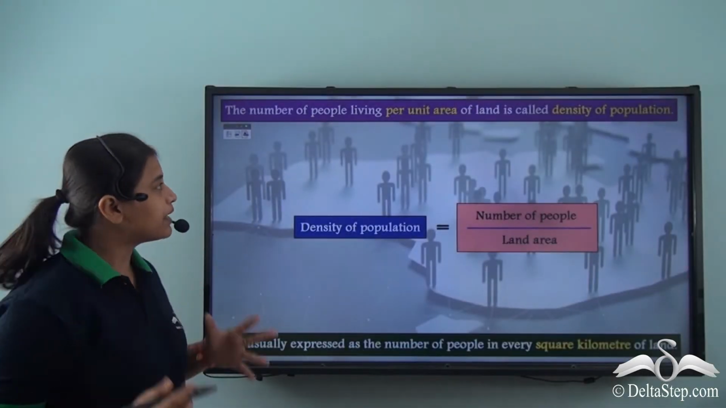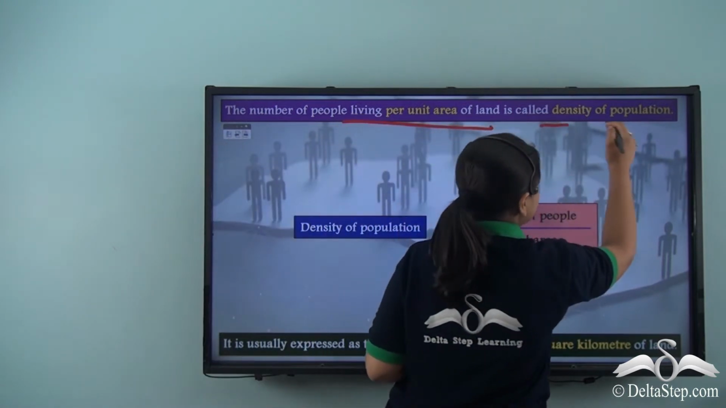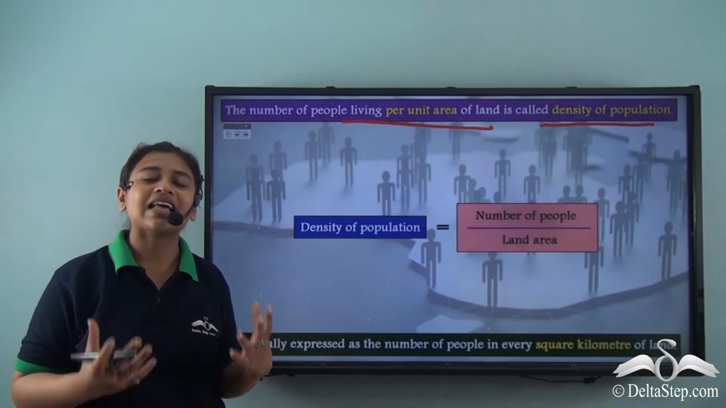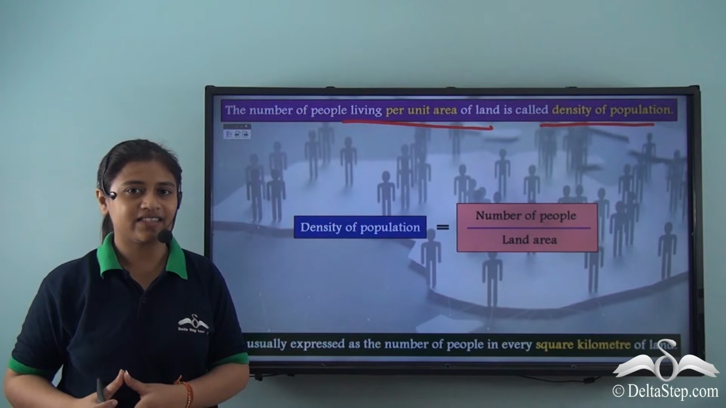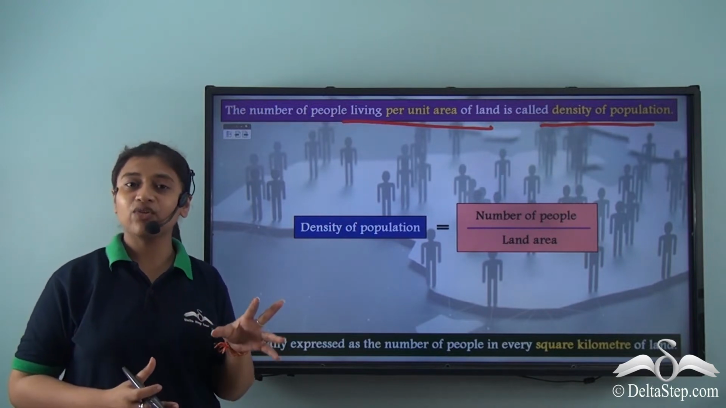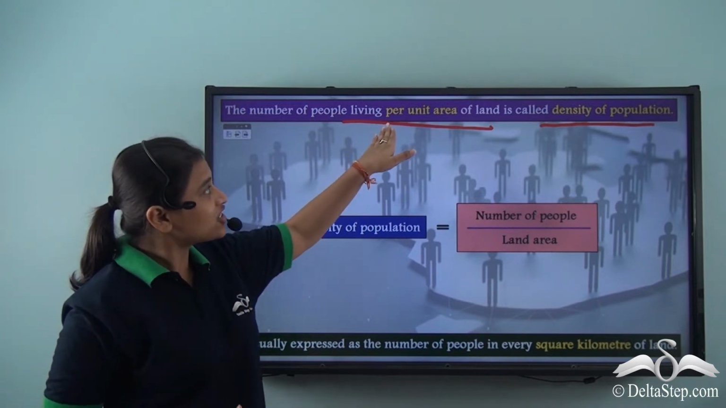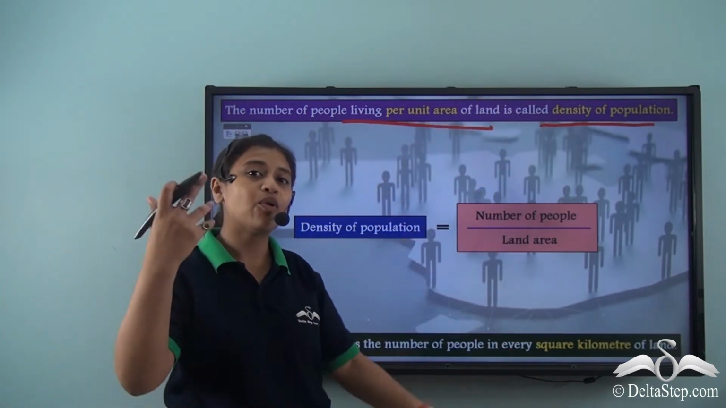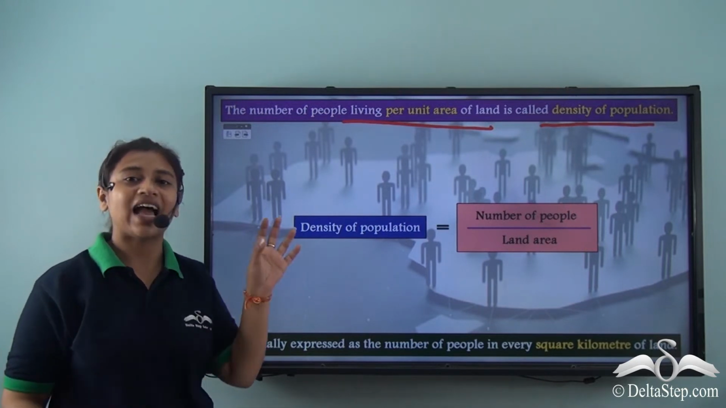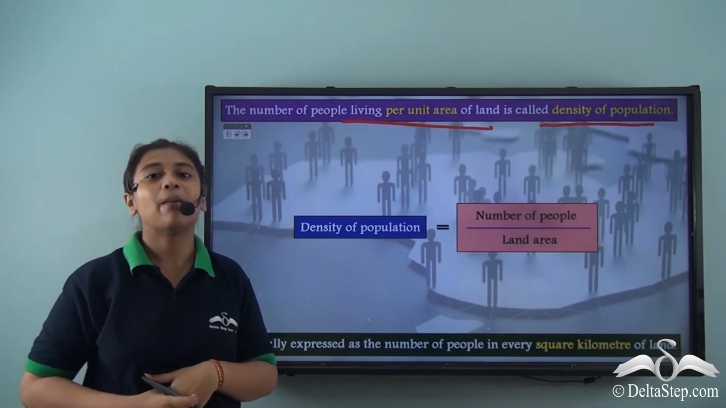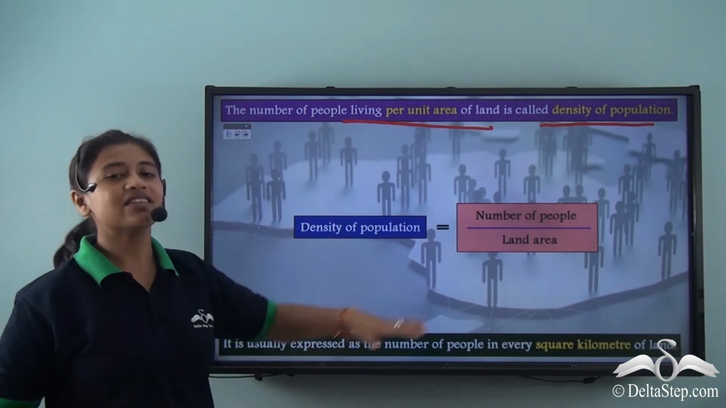So the number of people living per unit area of land is called the density of population. This is exactly what we saw in the very first example when we began this lesson. So we saw that land A, though it had a lesser population, had more people living in each unit area of land than land B. This only meant that the density of population of land A was more than the density of population of land B. So to calculate the density of population, there is a very simple formula.